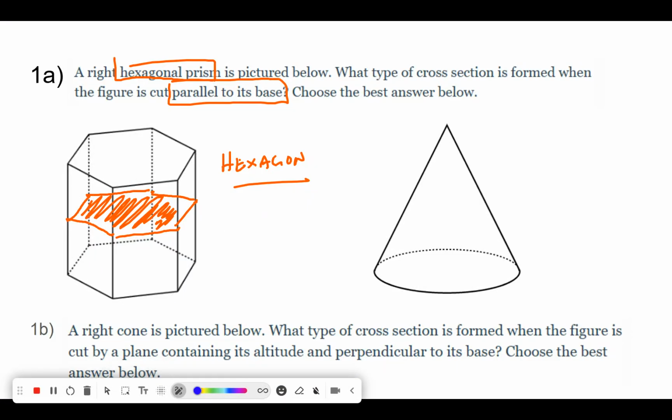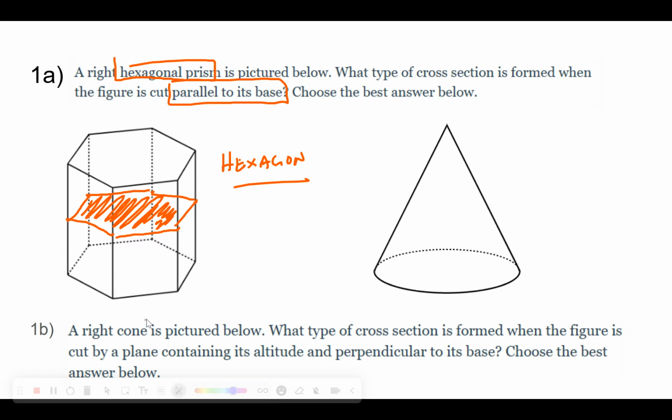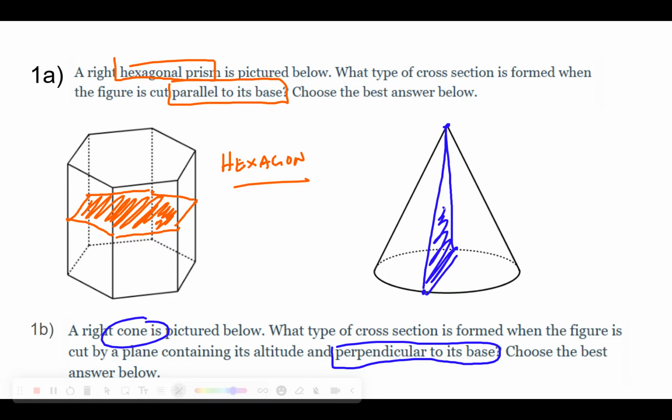Okay, second one here. You have a cone. What type of cross section is formed when the figure is cut by a plane containing its altitude? That means through the very middle of it, the top, and is perpendicular to its base. Okay, so we're going to go through the top here, perpendicular, which means straight down. Again, it's going to touch the front of the bottom base, the back of that bottom base. We're going to connect. I'll shade it in just for effect, and you can see that this is a triangle.